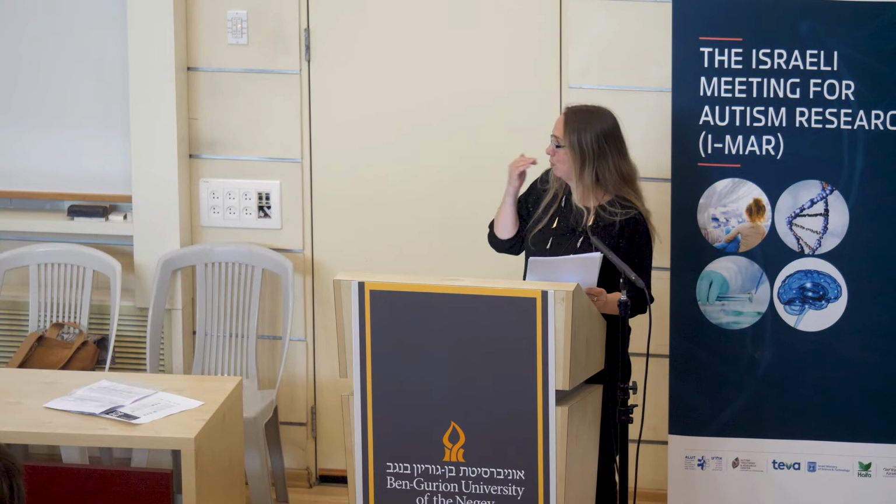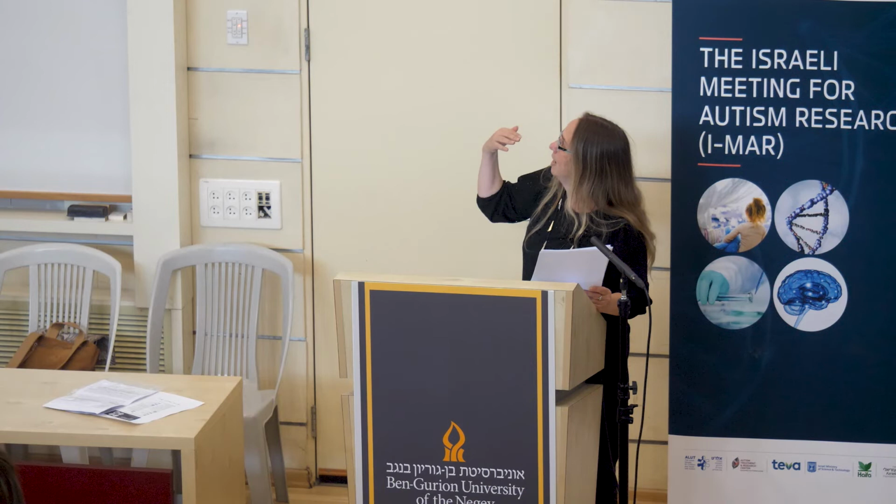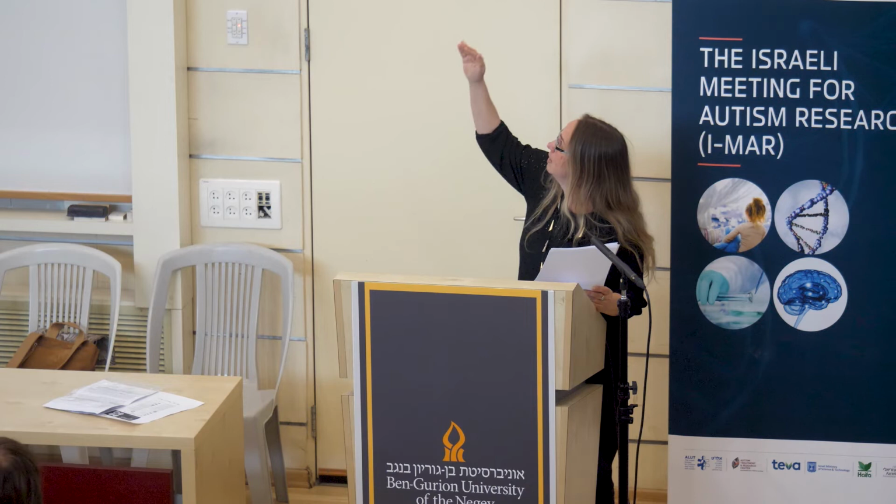As you can see, the ASD profile is at the highest level, and the TD profile is at the lower level. And as you can see, it happened. It just happened. I didn't make it up. The vision impairment was exactly between these two profiles.